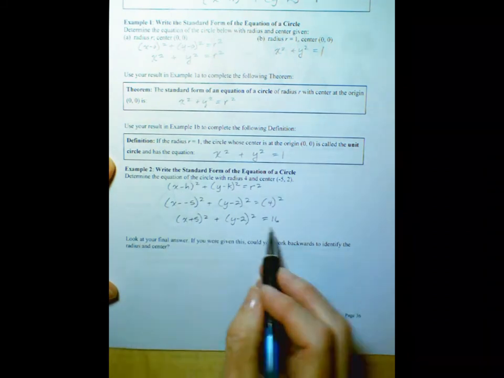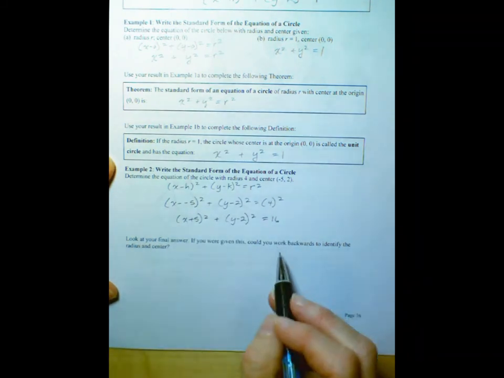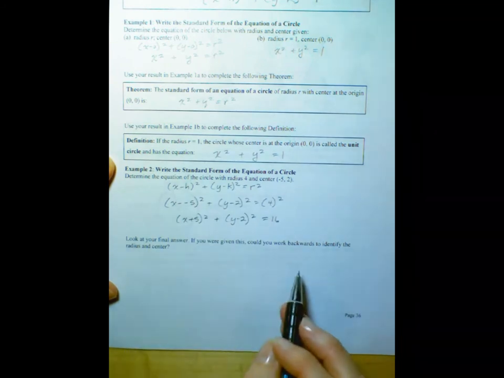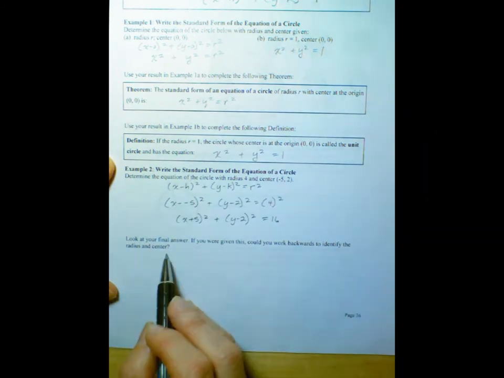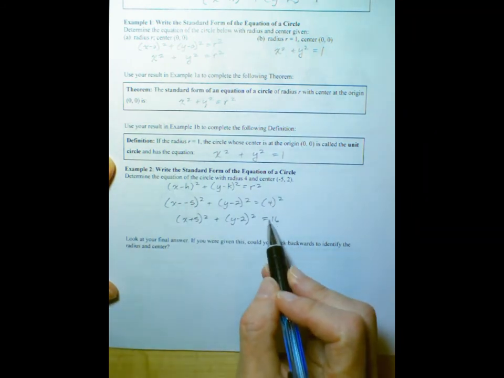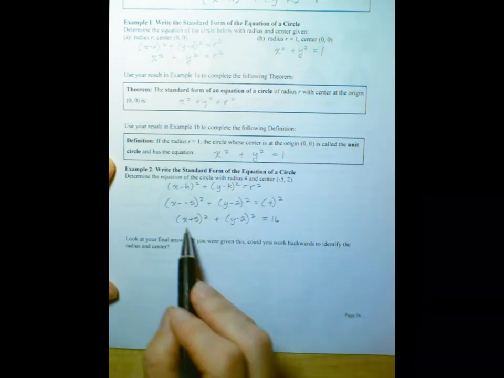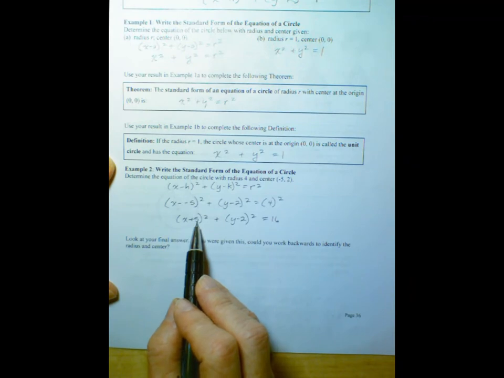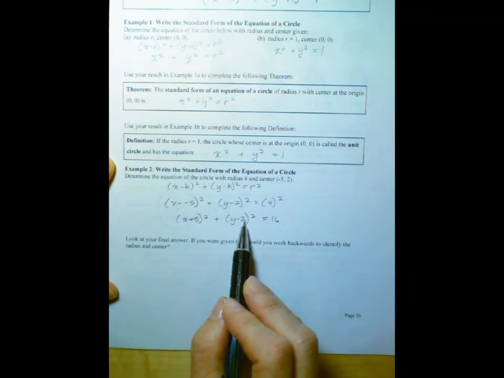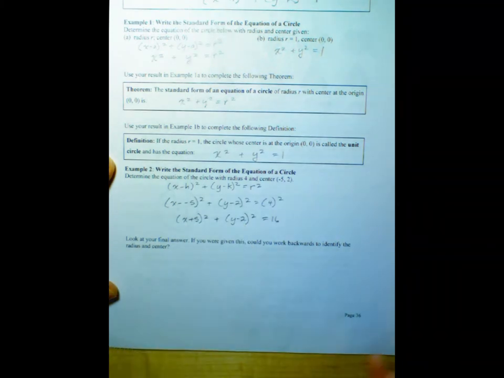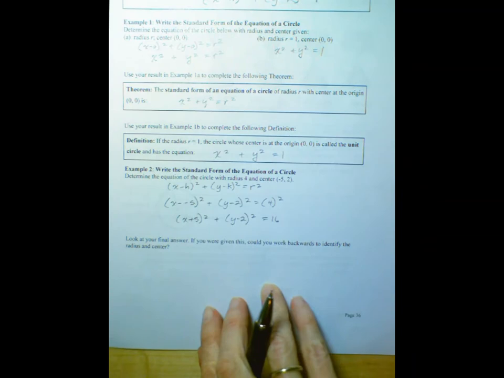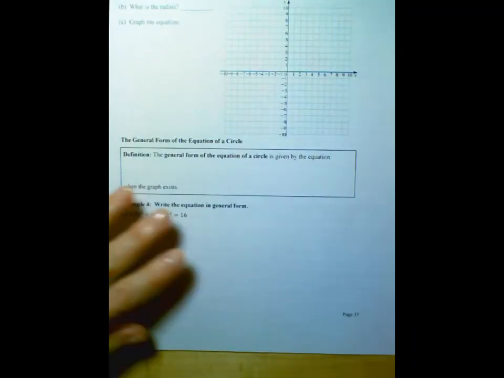So looking at this final answer, if we were given this, could we work backwards to identify the radius and the center? Well, of course. We know this is r squared, so we take the square root of 16 to get an r of 4. And we know this is x minus h, so h would have to be -5, and y minus k, and k would have to be 2 for a center of -5, 2. Okay, let's look at example 3.